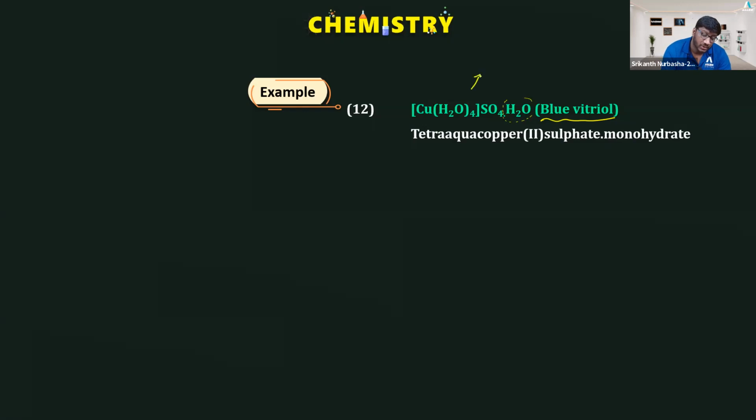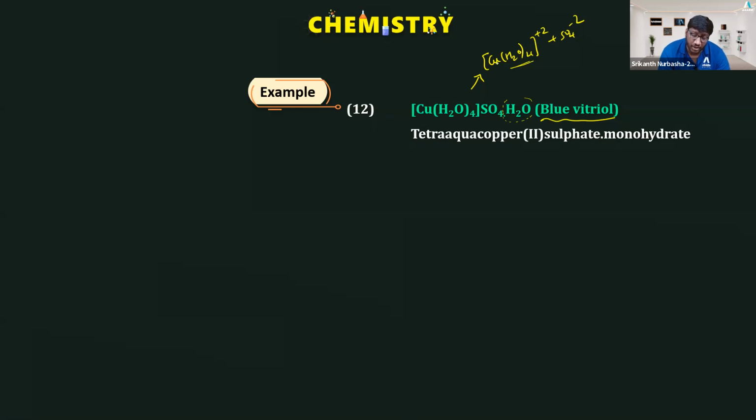Okay, so it dissociates to give what? [Cu(H2O)4]2+ and SO4 2-. First you have to name the cation. The cation is the complex ion. In the complex ion, while naming, you have to name the ligands first. There is only one type of ligand, that is water, and how many are there? Four are there, so tetraaqua.